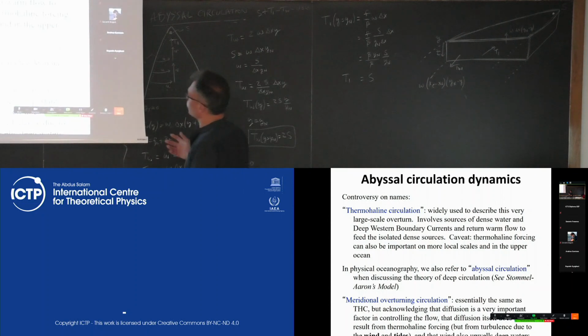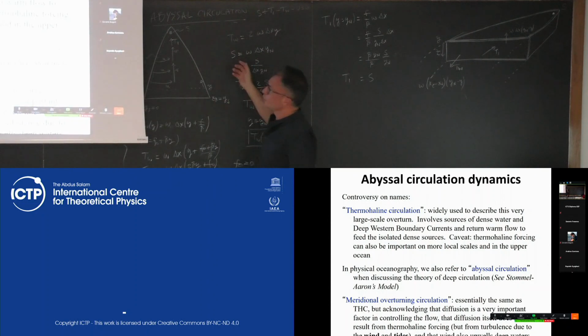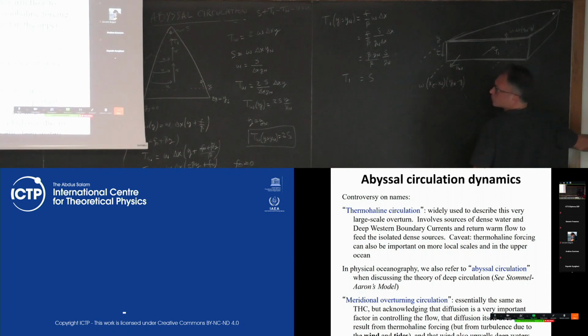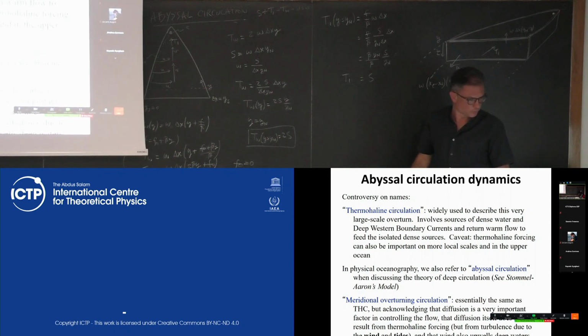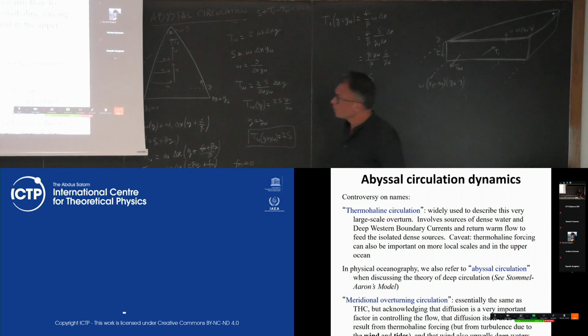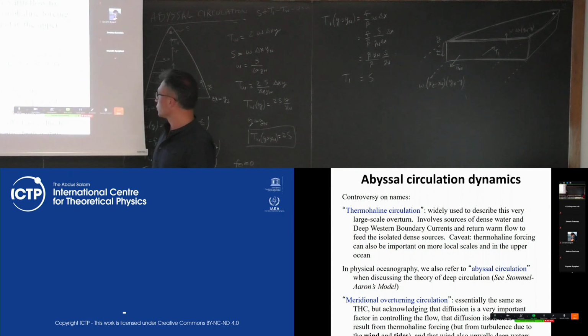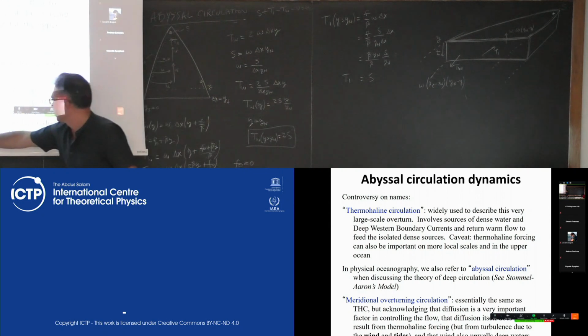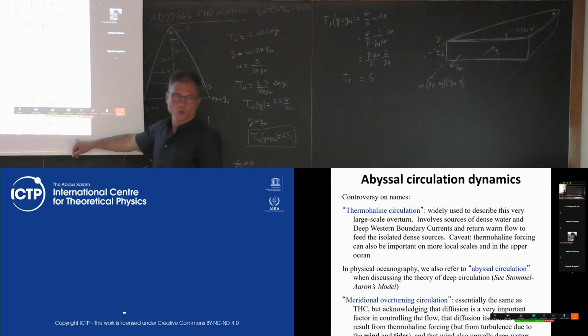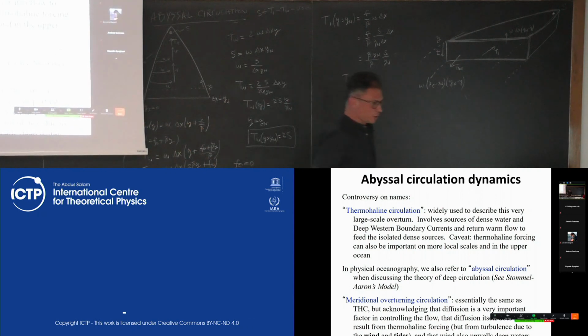Circulation can also be called abyssal circulation, which is the simple model that we just described. But now what we really talk about is meridional overturning circulation, which is the same as the thermodynamic circulation, so there is diffusion, but there is also wind stress, and the wind also upwells deep waters. So wind stress will also be important in the upwelling part.